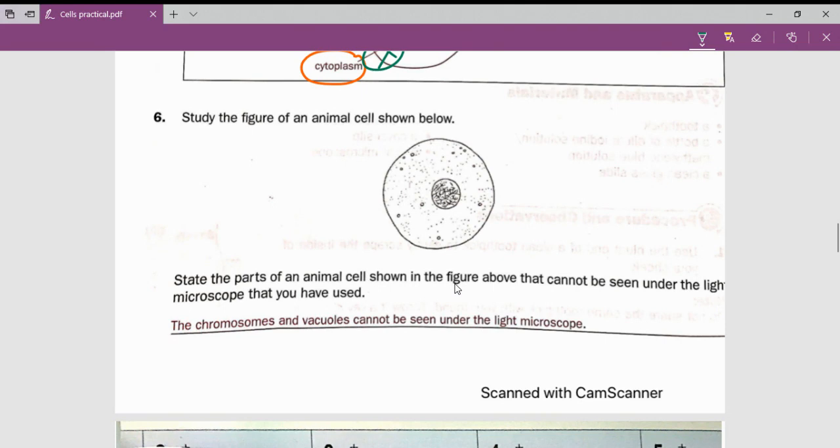You can see all these small dots. I think you know they are all vacuoles. And inside the nucleus, you have all this thread-like substance, which is your chromosome. Okay, so these two. So write it down.